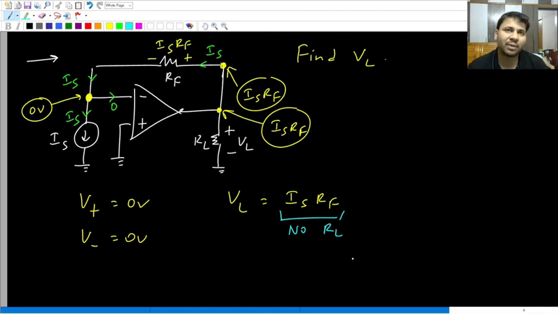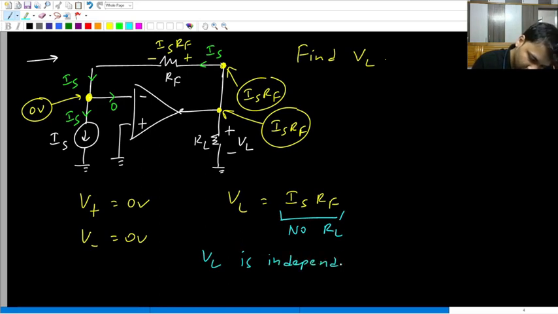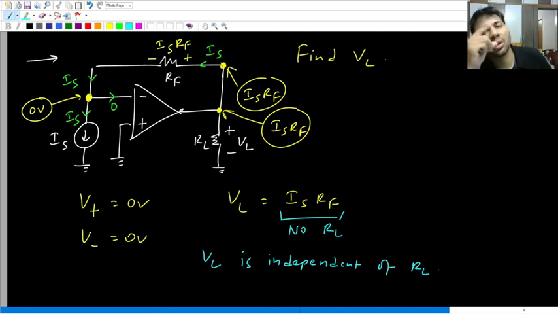So if the expression for VL does not contain RL, does it not mean that VL is independent of RL? In what circuits or in what situation will the load voltage be independent of load resistance? Only when the load resistance is directly connected across an ideal voltage source. That means, in this circuit, because the load voltage is independent of load resistance, this circuit with respect to load behaves like an ideal voltage source.